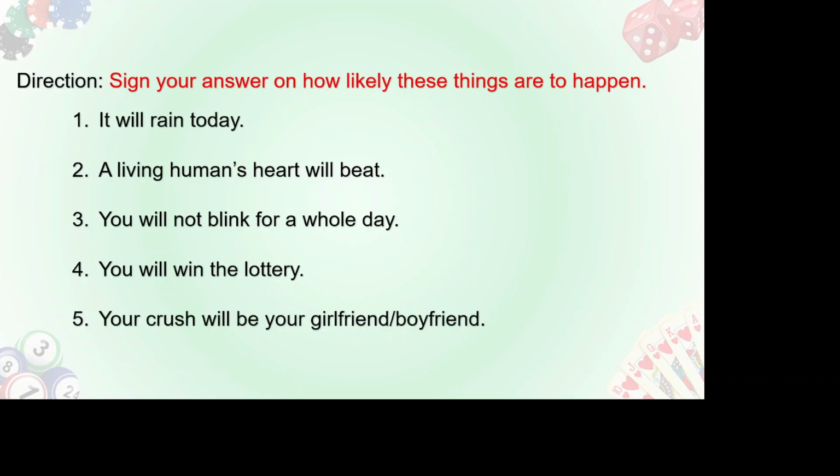Number five, your crush will be your girlfriend or boyfriend. Now, on this one, they smiled, but most of them said it's impossible because some of them are, of course, awake to reality that this is just in the Wattpad and in movies or in telenovelas that this happens. But some of them said maybe, and some even said certain because they are positive that this will happen. But I don't want to burst their bubble if they think that.